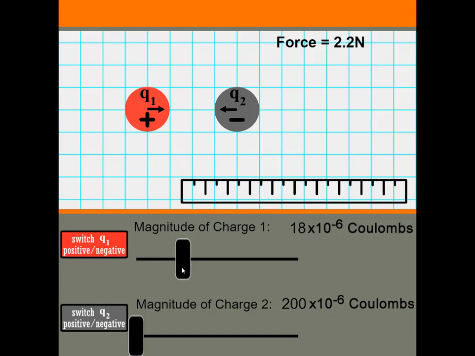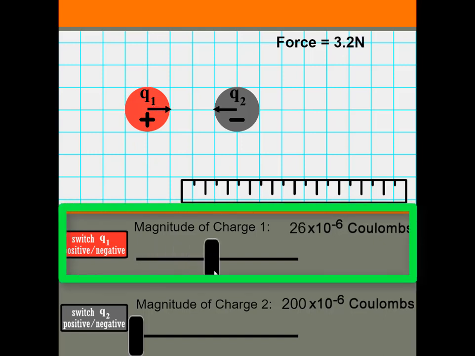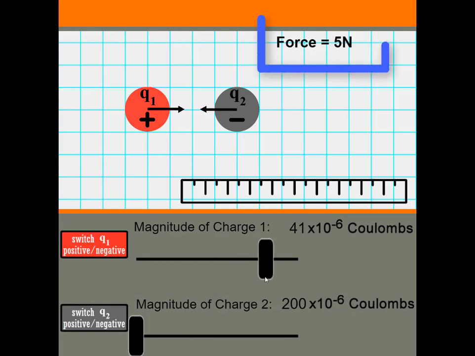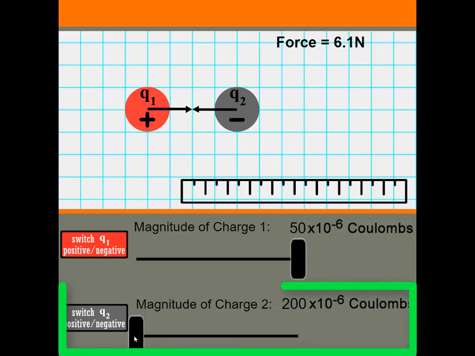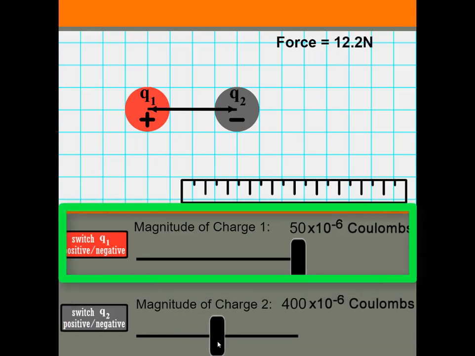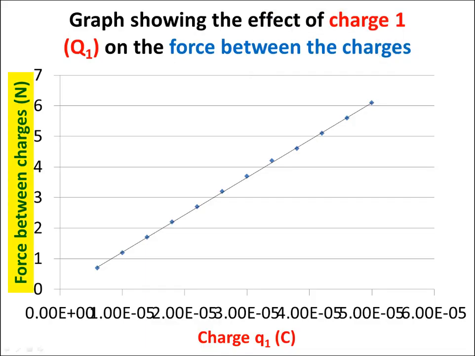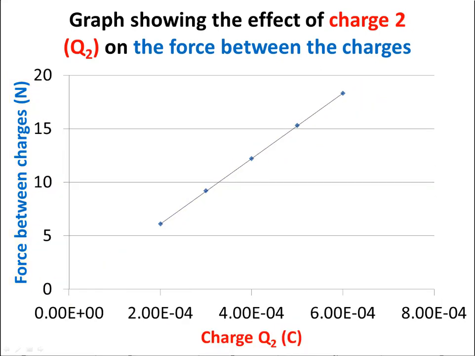Previously, we've seen that we can vary charge 1's value while keeping charge 2's value constant, and that varies the magnitude of force between the two charges. Or we can vary charge 2's value while keeping charge 1 constant, and that also varies the force between the two charges. Further, we saw that the magnitude of the force between the two charges is directly proportional to Q1, and also directly proportional to Q2.